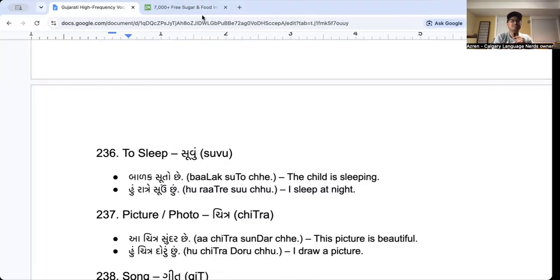Barak sutoche, the child is sleeping. Barak is the word for child. Pretty sure we saw barak previously, I think. Huratre suchu. I sleep at night.